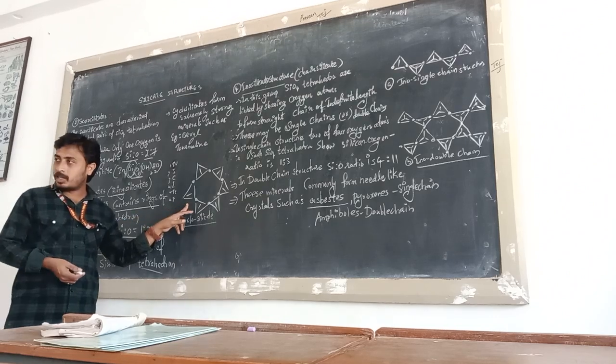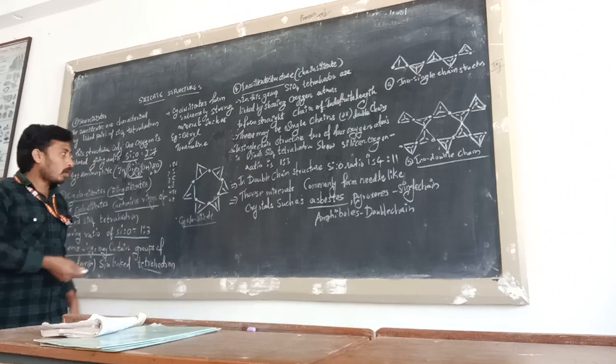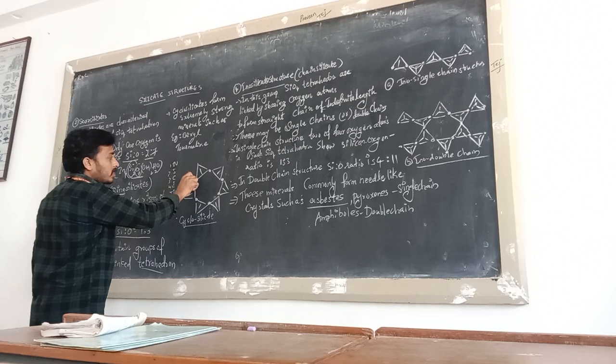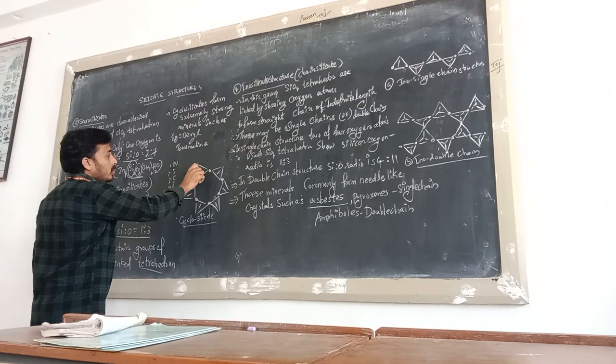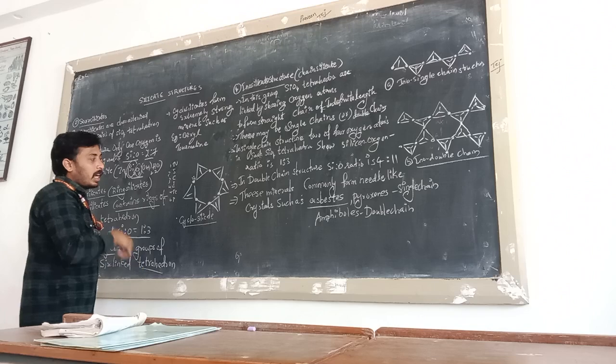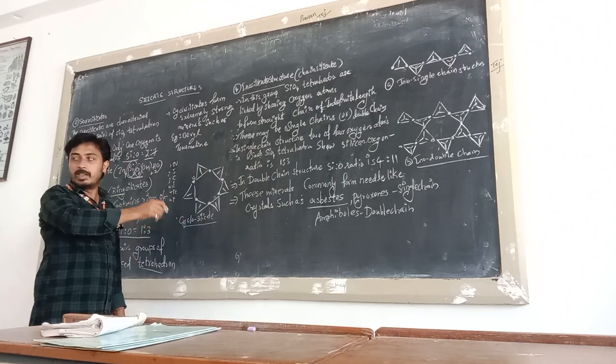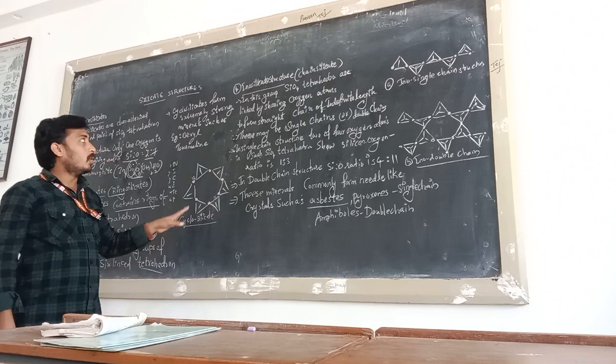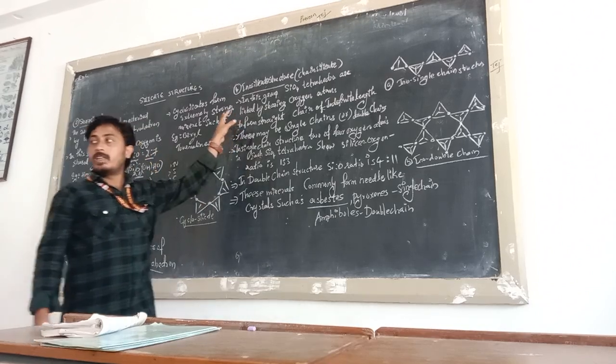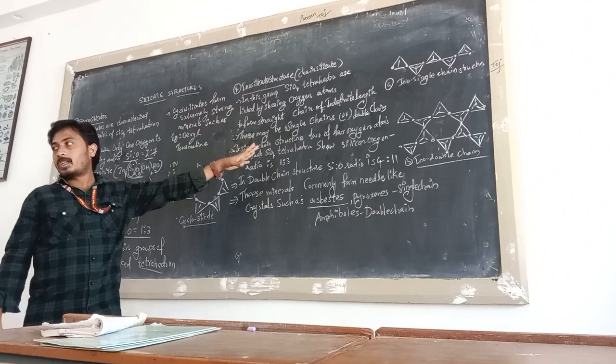Here you can see the structure of a cyclosilicate. Cyclo means ring. This is silica, and it is sharing the oxygen atoms, so it is formed like a ring silicate structure. Another, the fourth one, is the inosilicate structure.